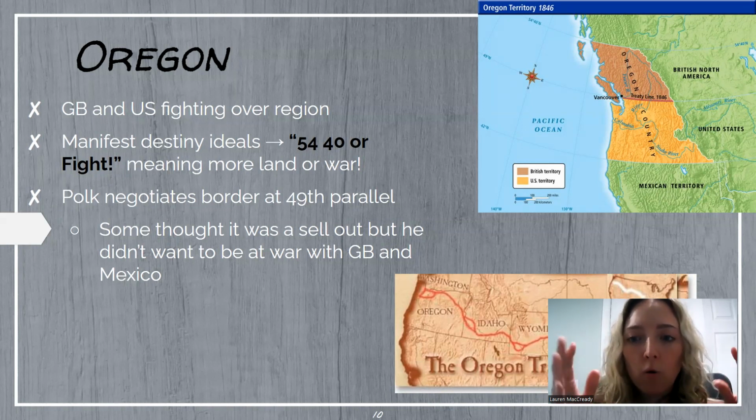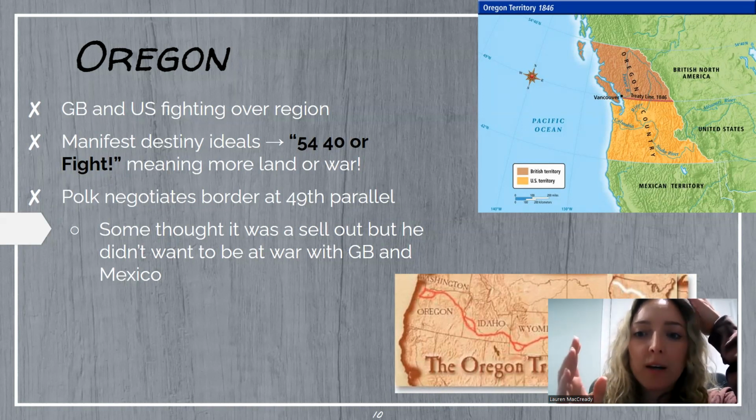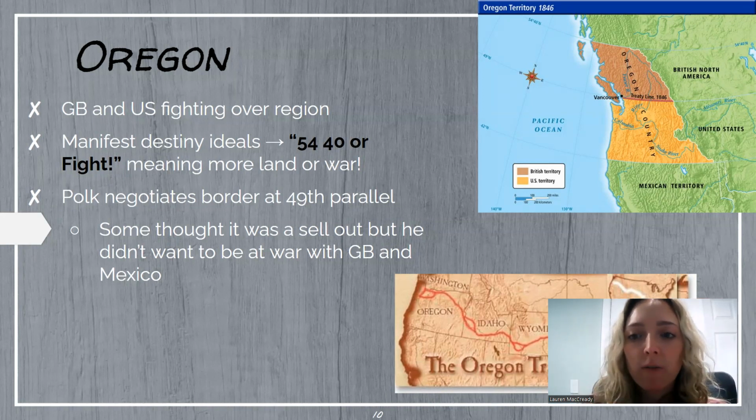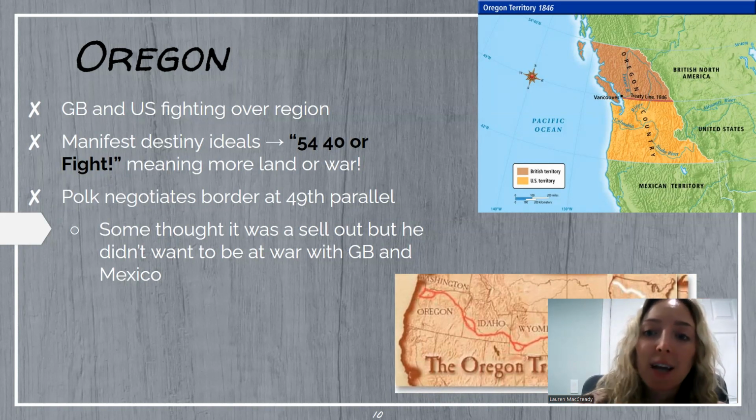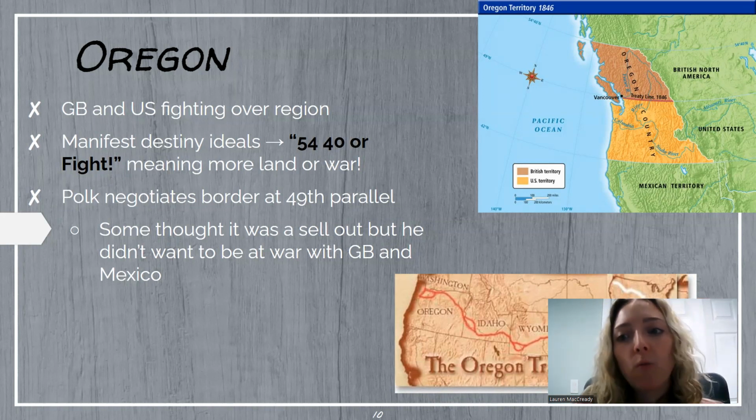The reason why that's a golden term, "54-40 or fight," is because it tells us that it's not just the American government that is very land hungry. The American people also support this ideology. Just like the election of Polk, this is a key indicator of what the pulse of the nation was at the time.